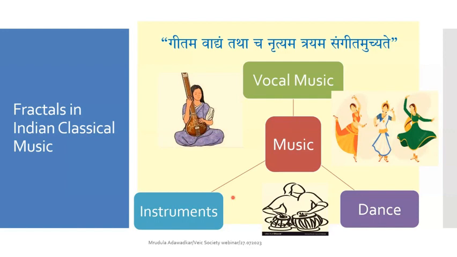So, Gitam, Vadyam, Tathacha Nrityam, Trayam Sangeetam Uchyate. This is what is said in Sanskrit. It means Sangeeta, that is music, is nothing but Gita, that is lyric, Vadyam, that is instrument, Tathacha Nrityam, that is dance. Altogether, they are forming a complete musical structure.